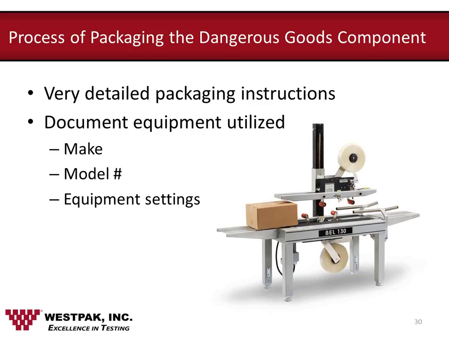With these very detailed packaging instructions, you're specifying things like what model of tape gun you're using. In this picture, it's an automatic box sealer, so we're using the Bell 130 box sealer with a tension setting of 8 and other settings like that. Every setting needs to be specified, pretty much for traceability. If anything goes wrong, they want to see where in the process something went wrong. Other documents you need are the make, model, and equipment settings.